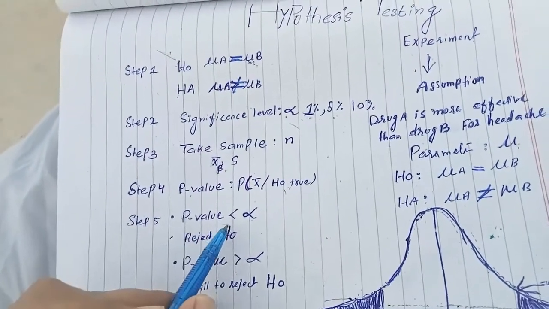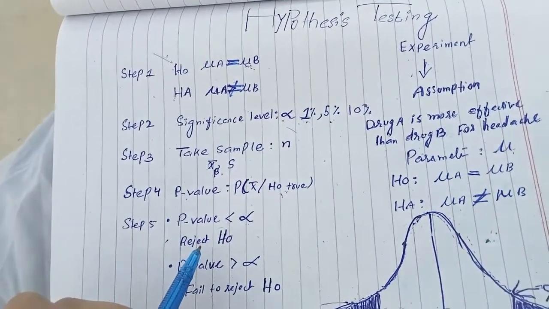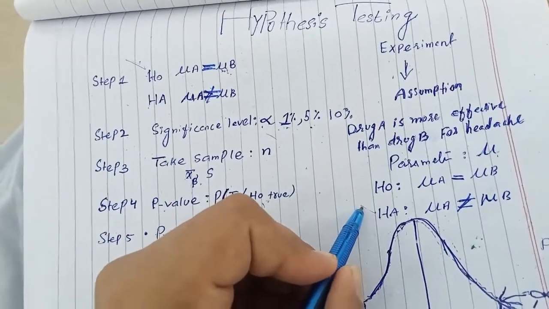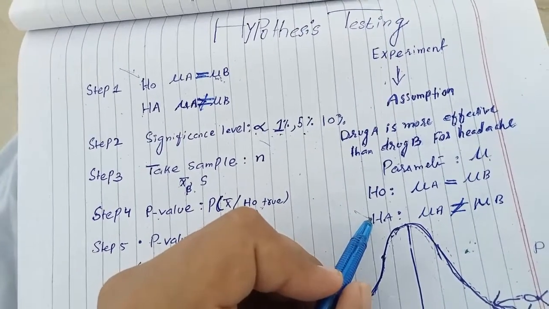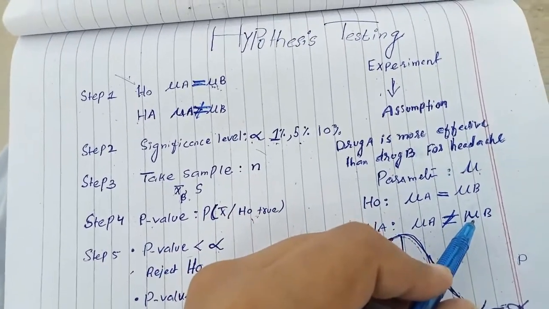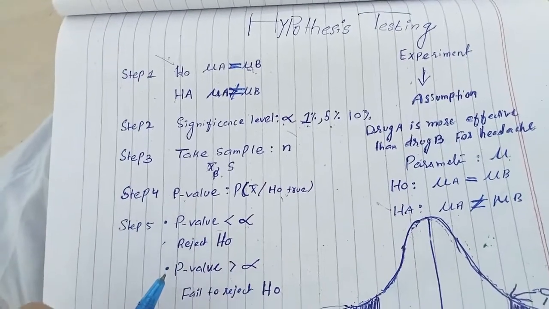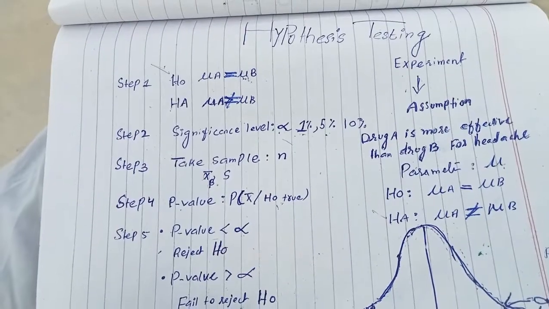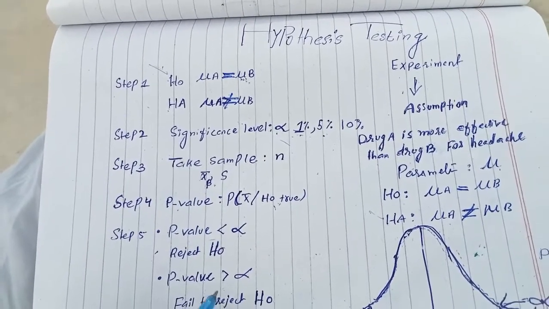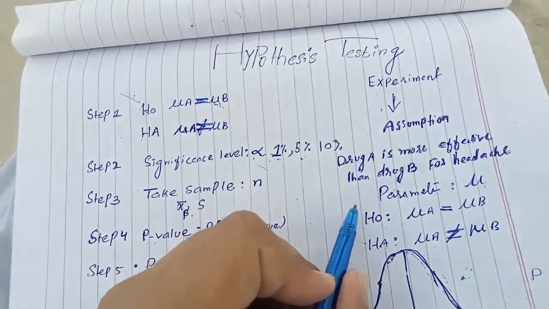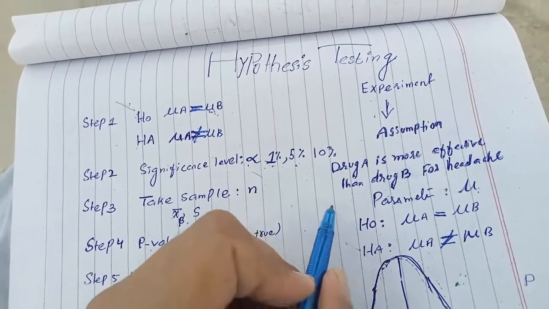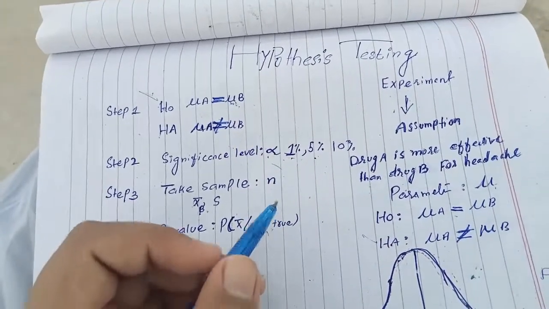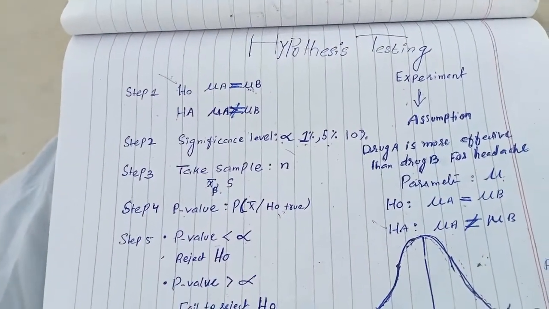If the p-value is less than alpha, we will reject the null hypothesis, and we will be able to say yes, drug A is more effective than drug B, right? If the p-value is greater than alpha, we fail to reject the null hypothesis, right? It means the null hypothesis is supported. We support the null hypothesis, and we can say there is no difference between drug A and drug B. And that is how we do hypothesis testing.